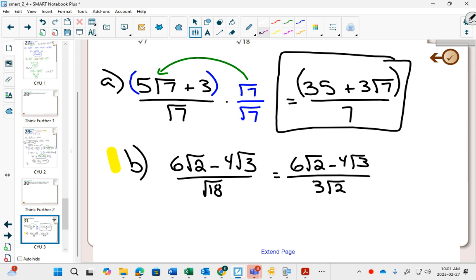Now what's the square root I have to get rid of? I have to get rid of the square root of 2, which is smaller than the square root of 18. So if I multiply the bottom by the square root of 2 and the top by the square root of 2, again here at the top, I have to imagine there's imaginary brackets there that are invisible. That square root of 2 is going to have to get distributed.